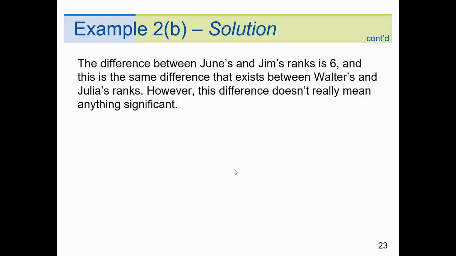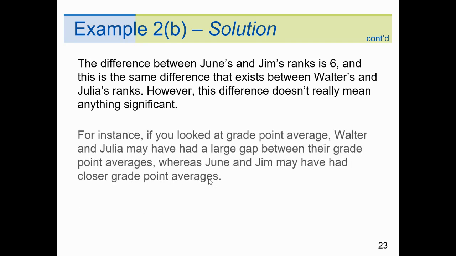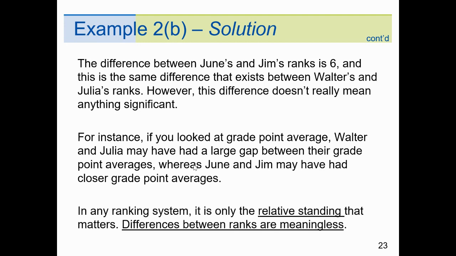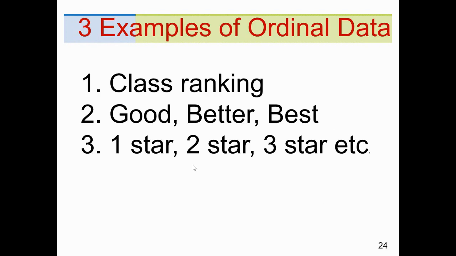The difference between June and Jim's rank is 6. Same difference between Walter and Julia. However, this difference doesn't really mean anything significant. For instance, if you looked at their GPA, Walter and Julia may have had a large gap between their grade point averages, where Julia and Jim may have had a closer grade point average. In the ranking system, it's only relative standing. Differences between ranks are meaningless.